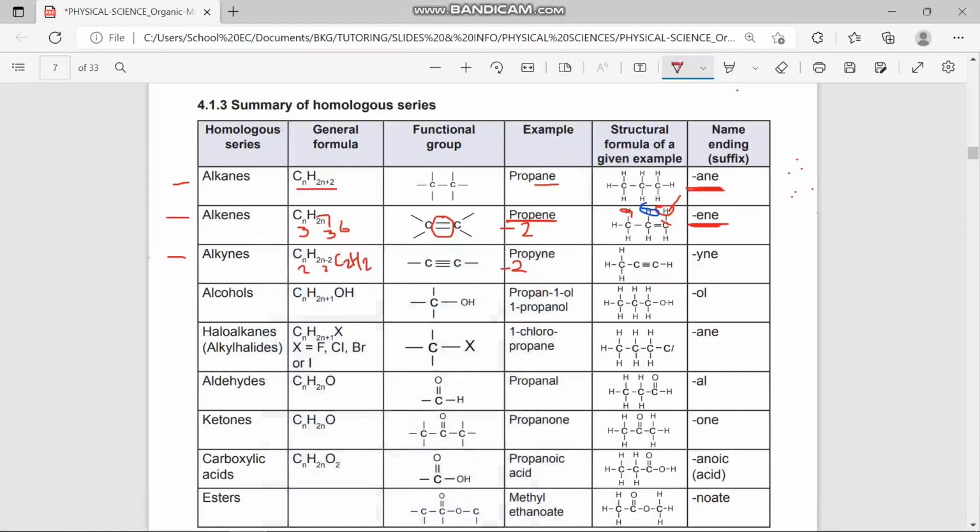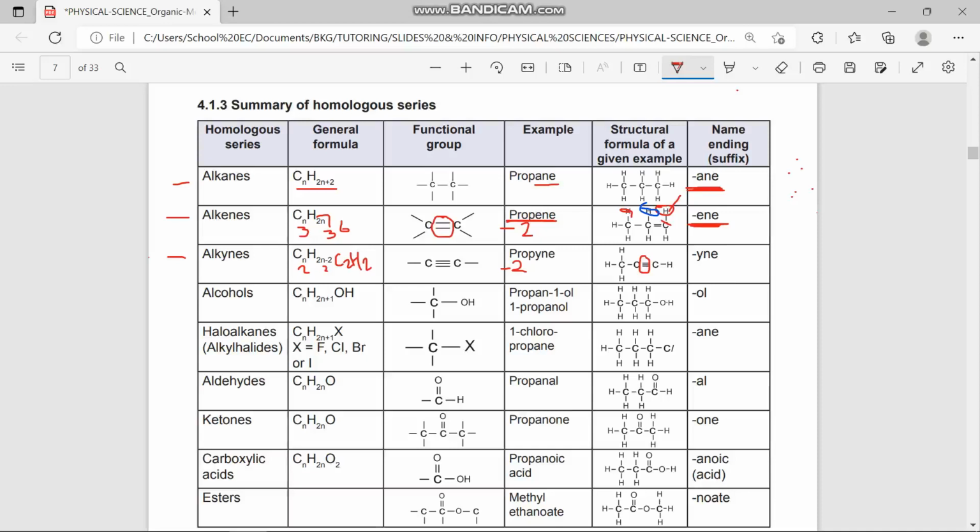I don't know if I have to make more examples under this homologous series, but I think we understood everything, guys. Let's go to the structural formula of it. As you can see, there is a triple bond between the two C atoms. When I'm saying C atoms, it's carbon atoms, so don't get confused.